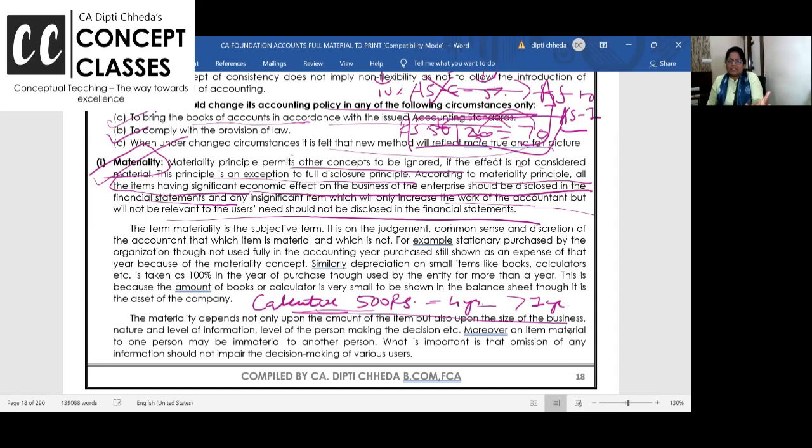You need to judge which transactions you need to record separately and which transactions you need to merge. That will come by practice for sure. Okay? See, materiality is a subjective term. It's a judgment, common sense.